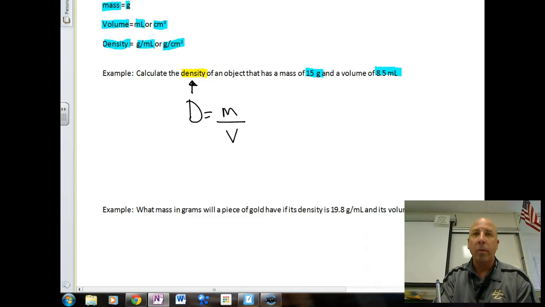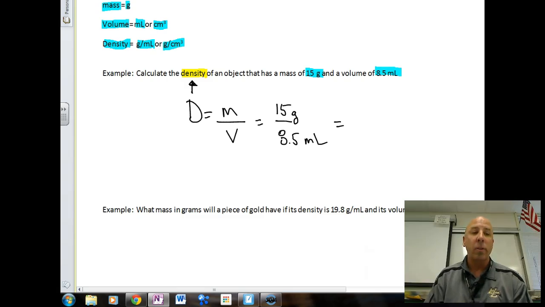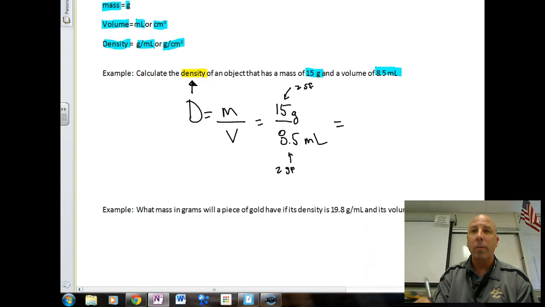We can plug values straight in. So 15 grams is our mass, and we're going to divide that by 8.5 milliliters. Now, we talked previously about significant figures, and the way it works is we need to round to the least number of significant figures. So this value has 2 sig figs, and this value also has 2 sig figs. So it's going to make it easy on us. We're going to round our answer off to 2 sig figs.